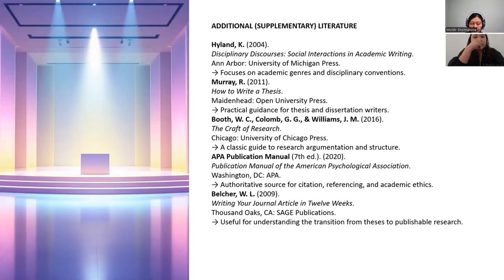So here on this slide, you can find the information about additional literature, additional references suggested by Hyland, who focuses on disciplinary discourses like social interactions in academic writing. Murray focuses on how to write a thesis. Booth, Colomb, and Williams suggest the literature about the craft of research. The APA Publication Manual, 7th edition, is the official publication manual of the American Psychological Association. Belcher suggests how to write a journal article in 12 weeks.